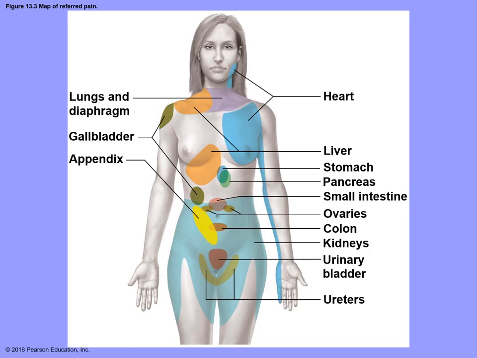And this diagram shows some of the referred pains. If you're feeling pain on your left upper, not right on the shoulder, but along the neck, right in this area here, that's often from the lungs or the diaphragm. But if it's over here on the right side, sometimes that's the liver. If you feel pain over here on the right shoulder, that's sometimes the gallbladder. Or down here, the appendix is in this general area. And so it's not exactly where the pain's actually coming from.